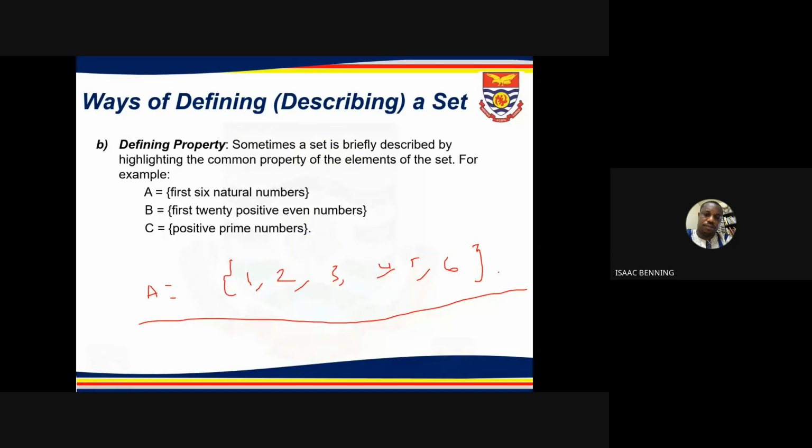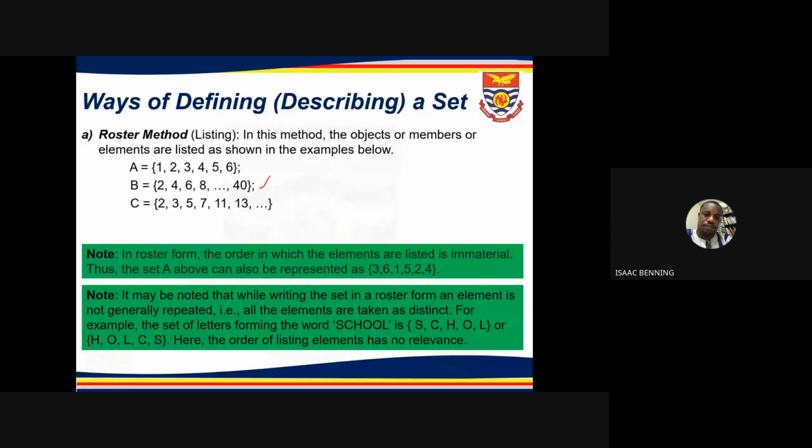We can also write the same set. We don't want to list them, but we want to describe the elements here. So you look at them, then you describe it. For example, this set in the description form will be the first 6 natural numbers. The same way, when we look at set B, 2, 4, 6, 8, sorry, 2, 4, 6, 8 up to 40.